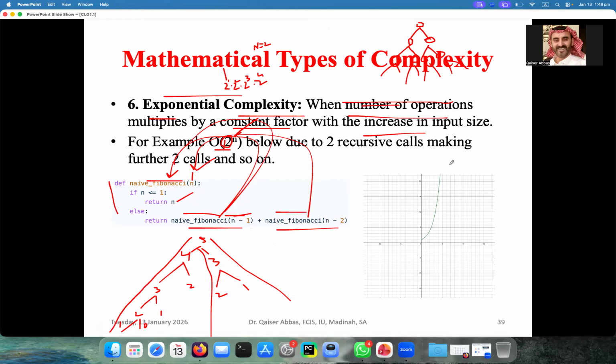And this is the graphical representation of how it will go like that. I hope that now I'm stopping here. Any question up to this point?